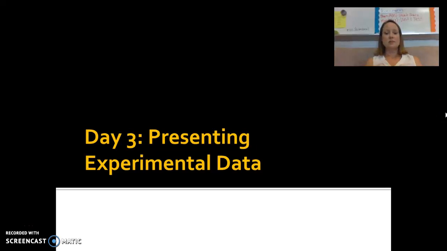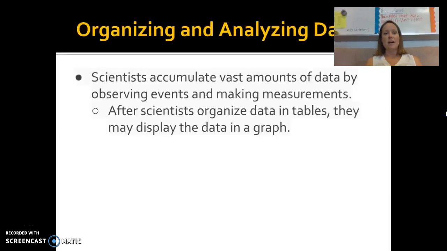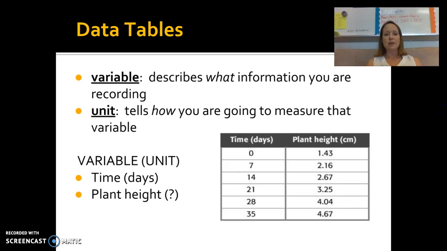Today's video deals with presenting experimental data or graphing. When we do experiments, we collect vast amounts of data either through observations or making measurements. We organize that data in tables, and then we take the data from our tables and display it in a graph. If we look at a data table, there is certain information that must be required.